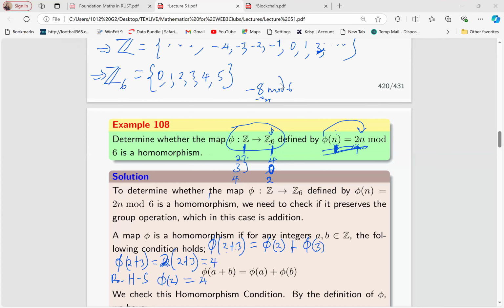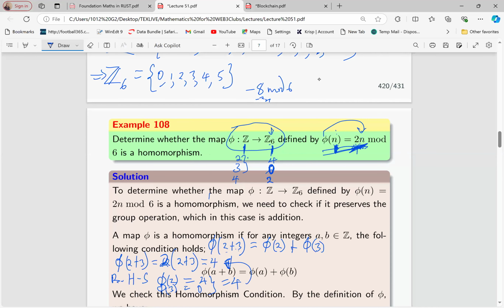Let me admit this first. And then you also check phi of 3. By definition, that is supposed to be 6 mod 6. Now, what about the sum of these two? The sum of these two is 4, the same as the one we had gotten earlier. So dealing with homomorphisms is not difficult. It's very easy.